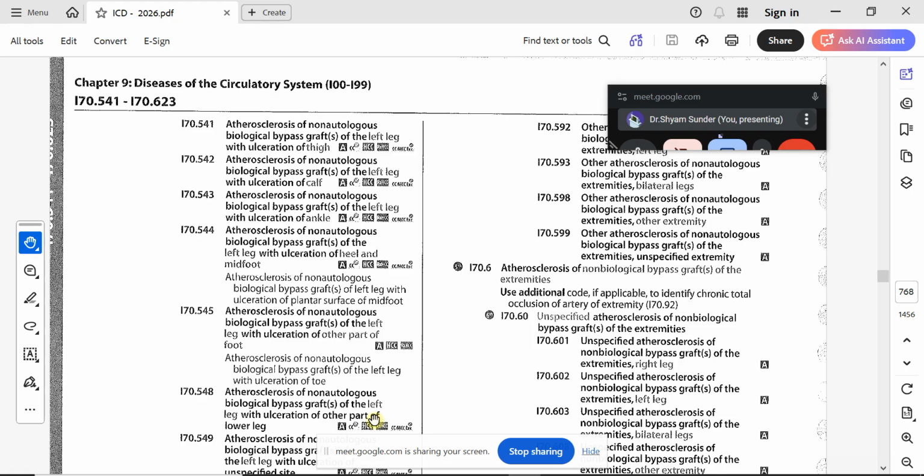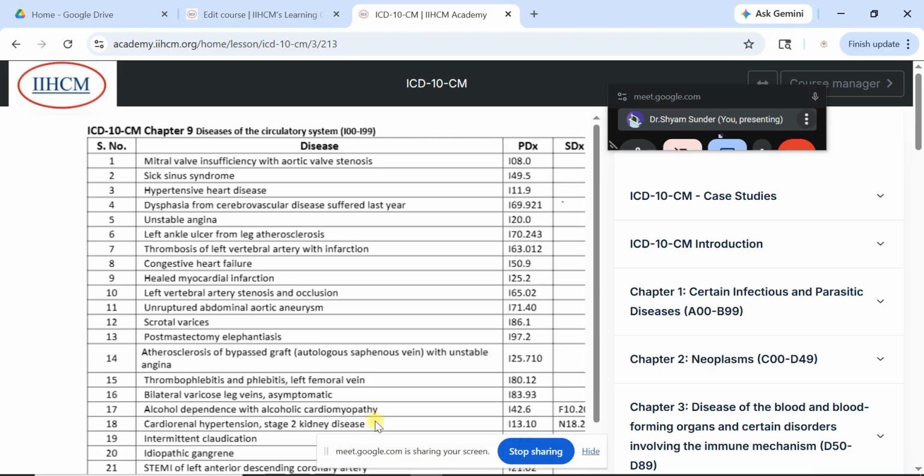So here the tip is looking at whether it is native arteries or bypass arteries, and what is the manifestation. The patient has ulcer or pain or other issues. If nothing is mentioned, that means you have to take it as native arteries. So this question is only for you to understand, yes, there are going to be questions like this.